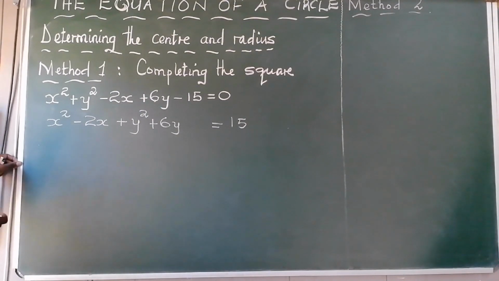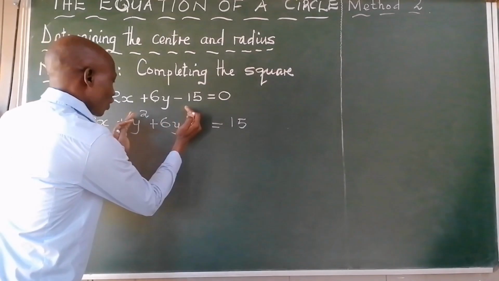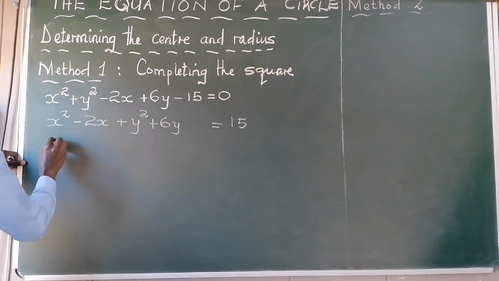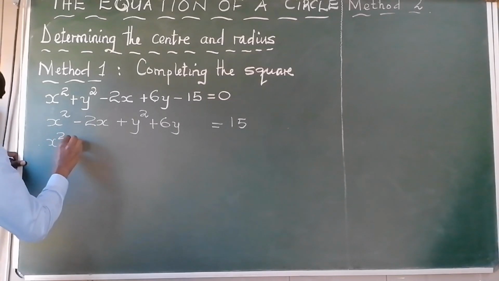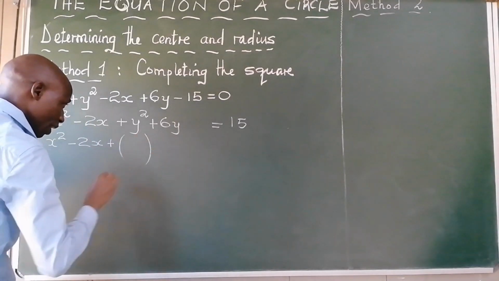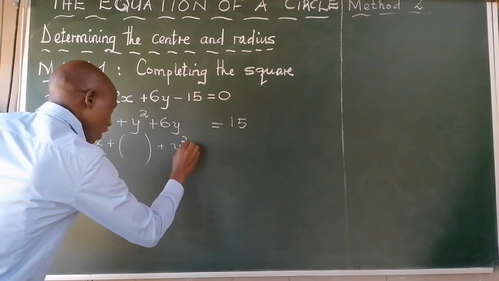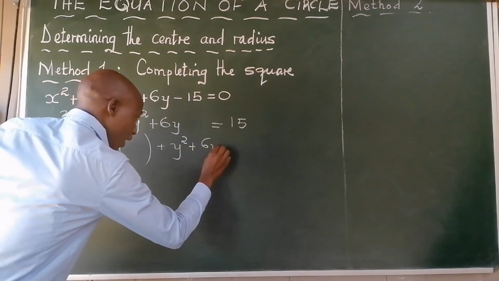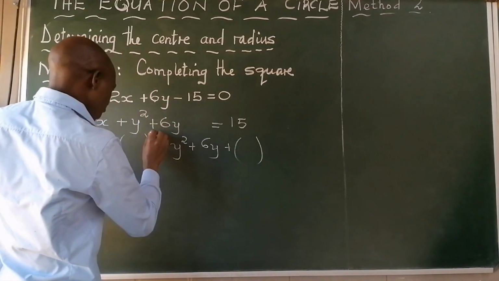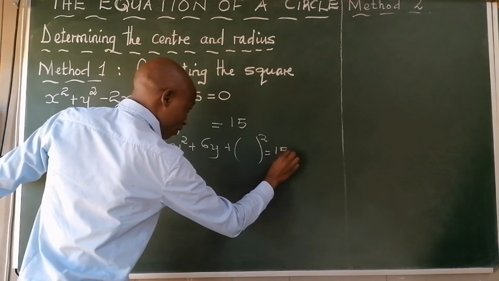Now we are going to complete the square for the x part and also the y part. And the process is very simple. We will have x squared minus 2x plus, and then we prepare a bracket here, and then here we will have plus y squared plus 6y, and then plus we will have our bracket here. This is squared, this is squared, and this is equal to 15.